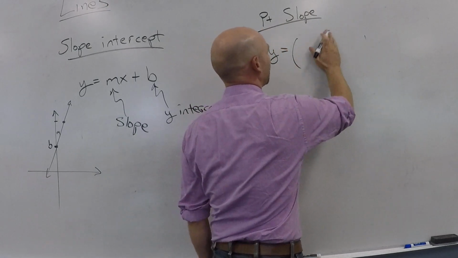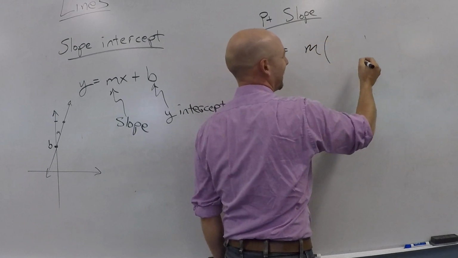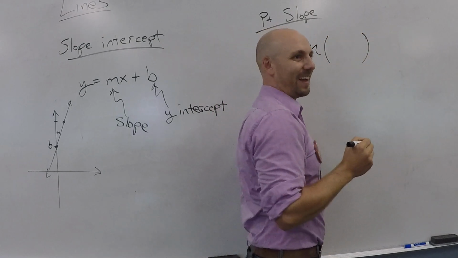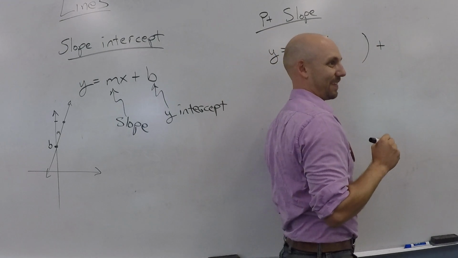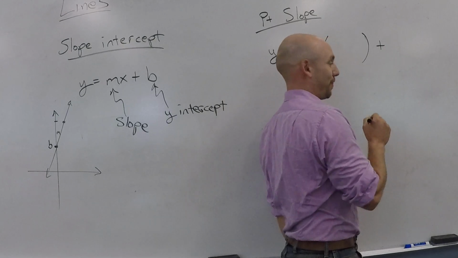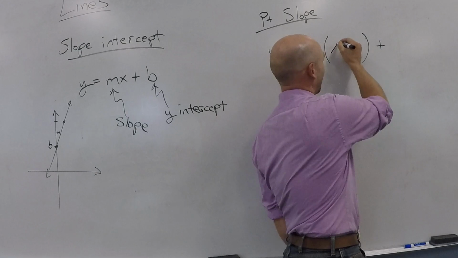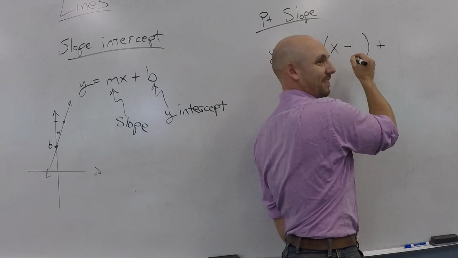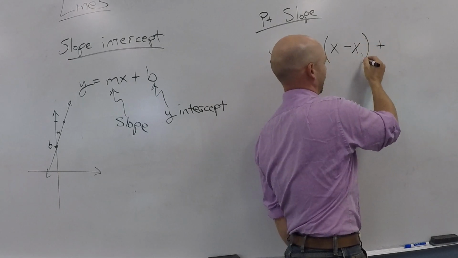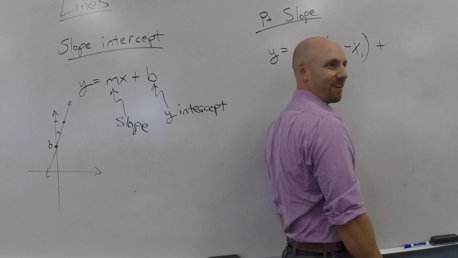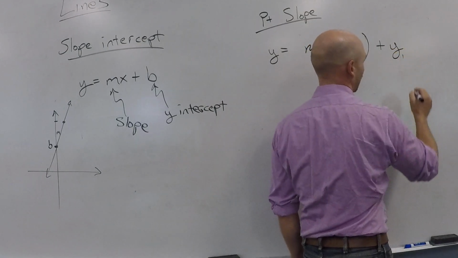So this should be, let me put an m here, and then add some symbols to help. So you're going to say x minus x1, or x2, x1, x naught, whatever. And then plus y1.